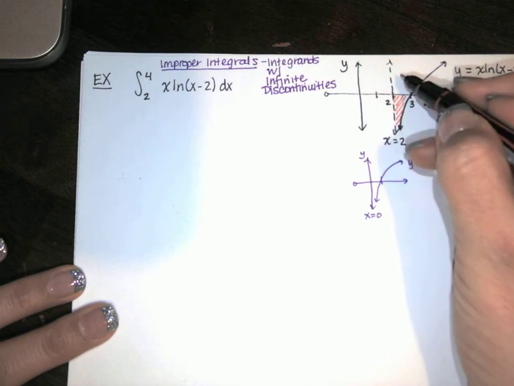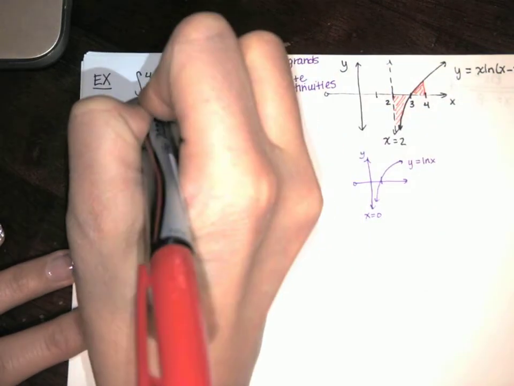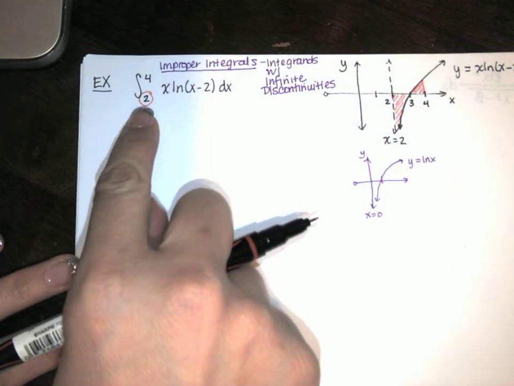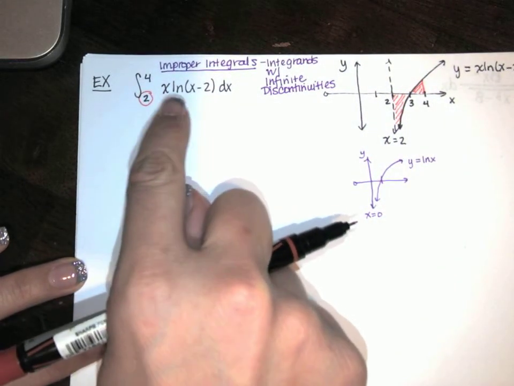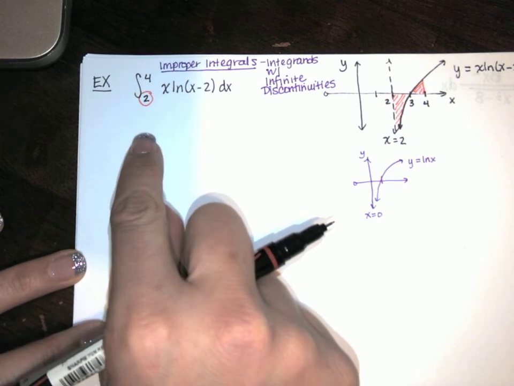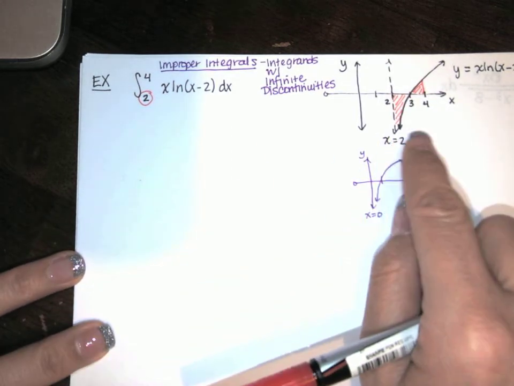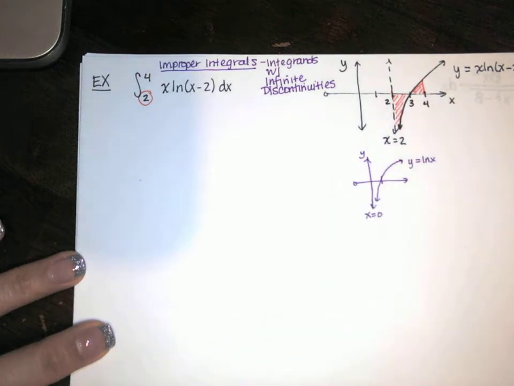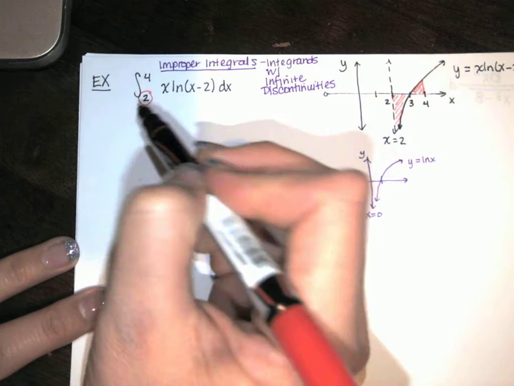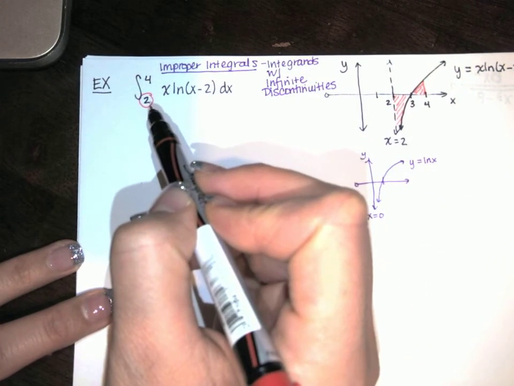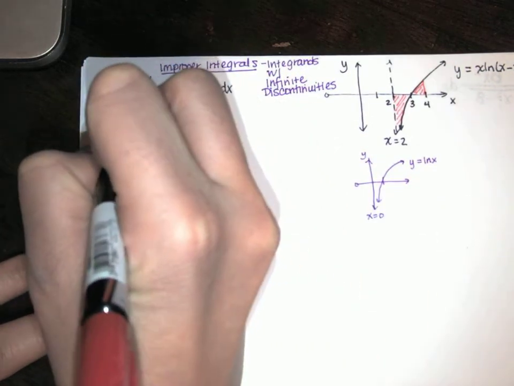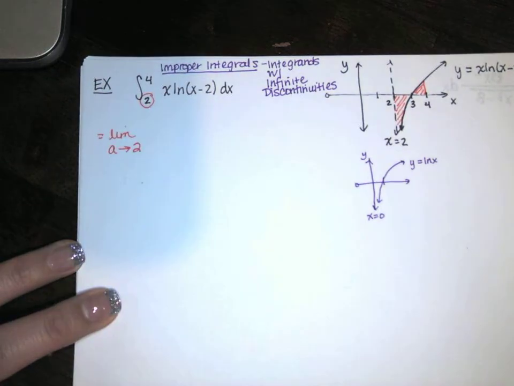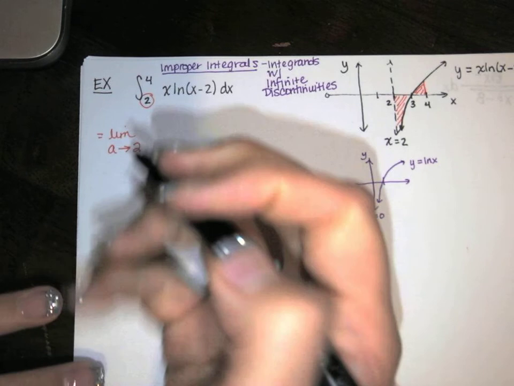Now, since the problem occurs at the lower limit of integration, all we have to do is write this as a limit and evaluate the integral. I know a lot of students see this picture and they immediately want to split it up into 2 integrals, like that one and that one. You don't have to do that. We're going to write this as a limit because the problem occurs at x equals 2. Since it occurs at the lower bound, I'm going to replace that lower bound with a and let a approach 2. Everything else stays exactly the same.